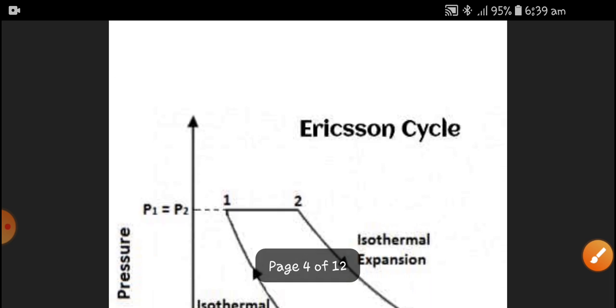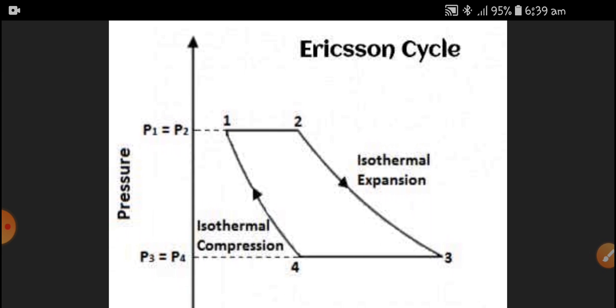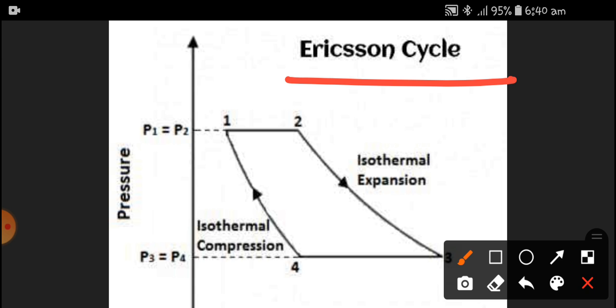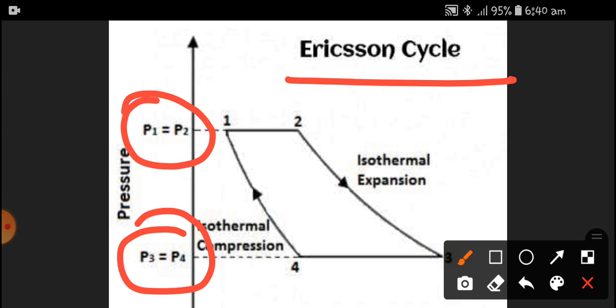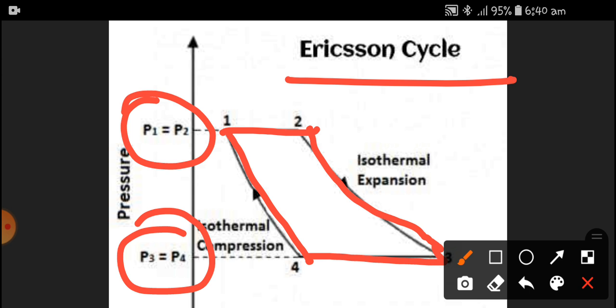Next is an Ericsson cycle. This Ericsson cycle is a vapor power cycle. It is again an ideal cycle for vapor power systems. Here, this cycle is a constant pressure cycle. Ideal cycle, but it is a constant pressure cycle. So here I go with isothermal compression, constant pressure heat addition, isothermal heat rejection, and constant pressure heat rejection. Like this, it can go.